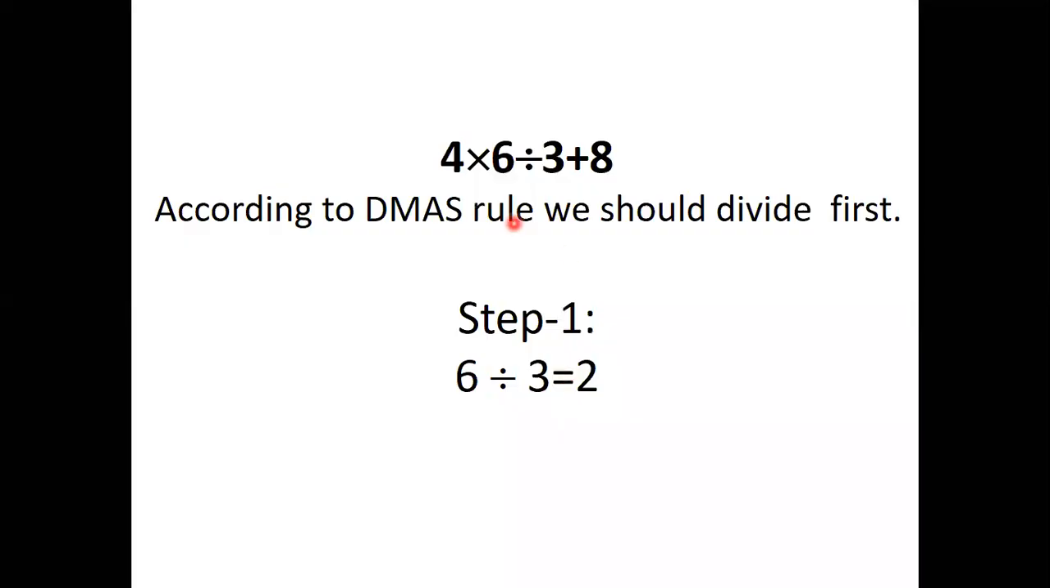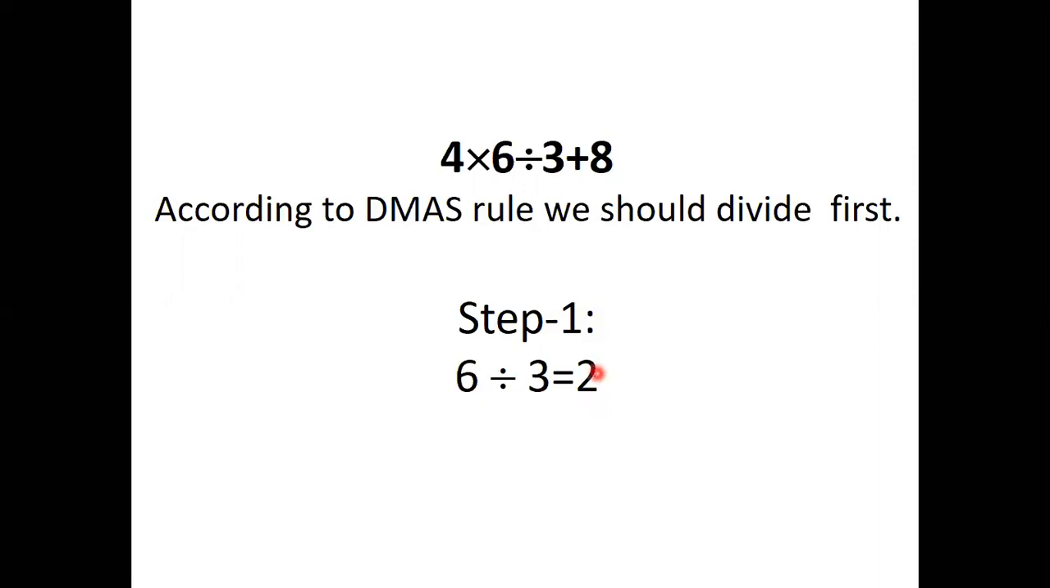Now here is the proper solution of this part. When I start my question with the values 4 multiply 6 divided 3 plus 8, I have to follow the DMAS rule because I'm dealing with more than two operations, and according to the DMAS rule, we should divide first. So where is division? Here is the division. This part represents the division, so I'm going to start my solution from this part, divide 6 and 3, and get my answer 2.